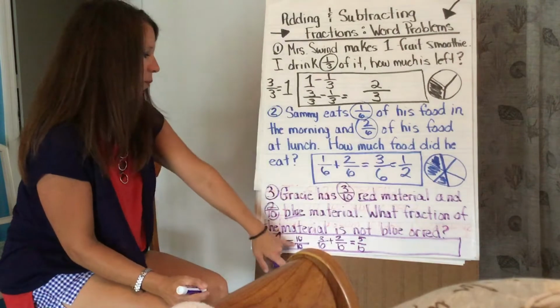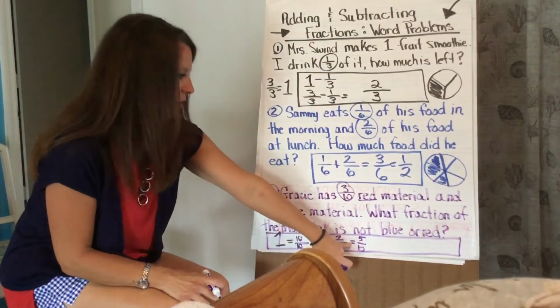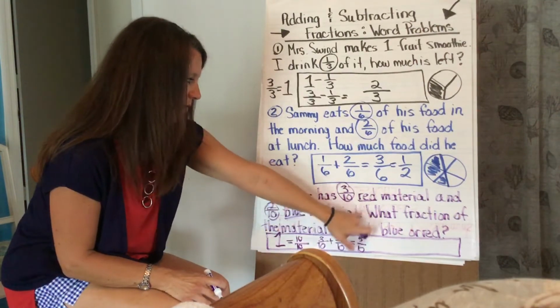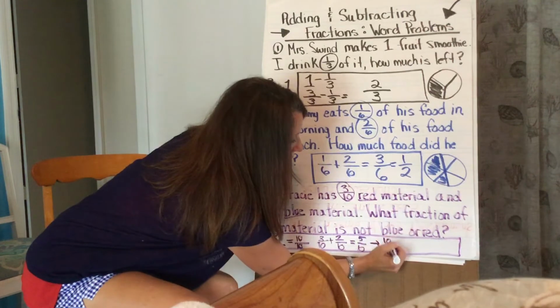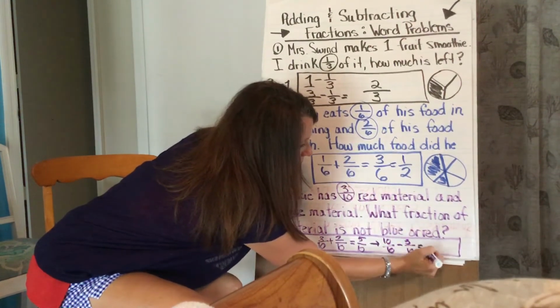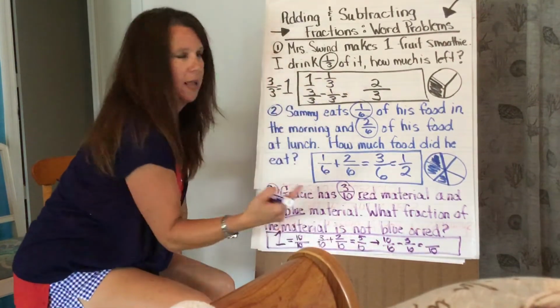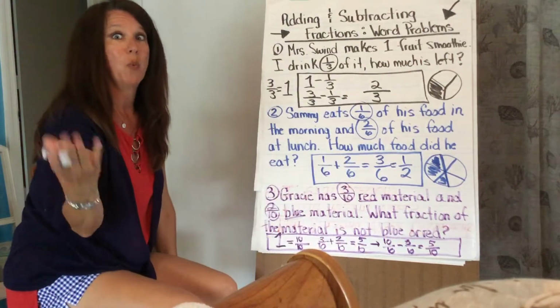All right, so we know that the whole amount of material she has is going to be 10/10. She's used 5/10 of it. Red and blue equals 5/10. So again, you can go 10/10 minus 5/10. Bottom number stays the same. 10 minus 5 is 5. And again, what's 5/10? 1/2.